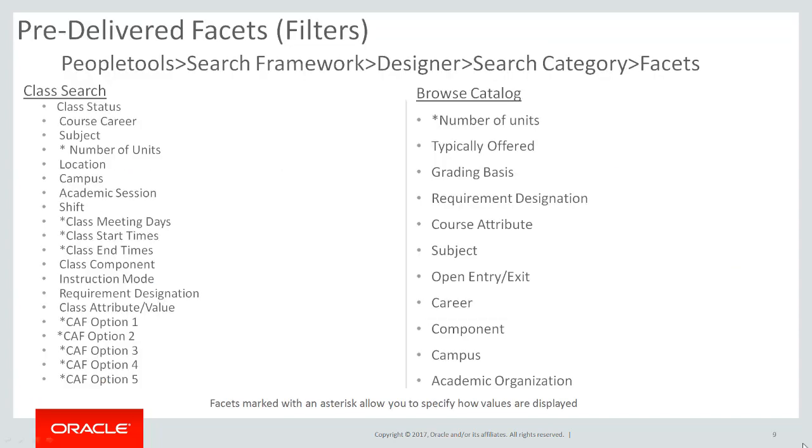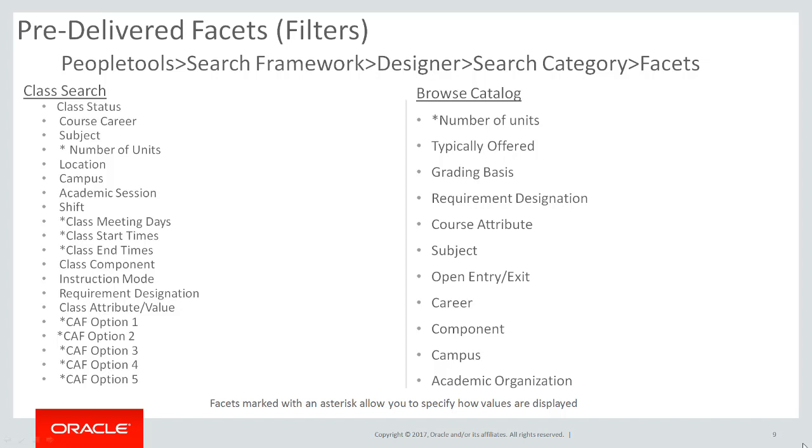In the Search Category component, you'll find the facets for search criteria that we deliver and that you can use for Class Search and Browse Catalog. You should use the facets that are delivered. They have been designed and constructed to work out of the box for Class Search and Browse Catalog. While you should not add any facets, you can deselect them from use.